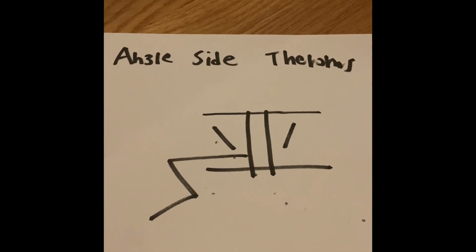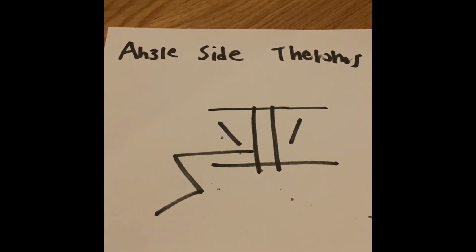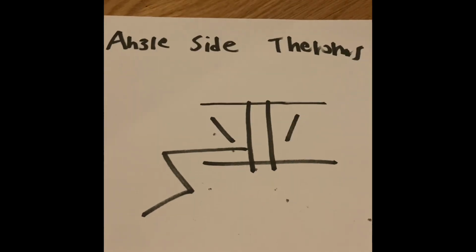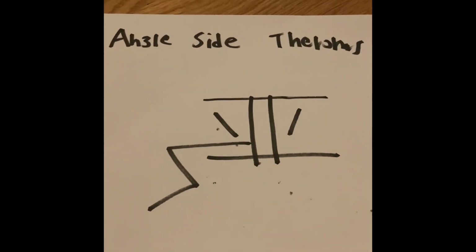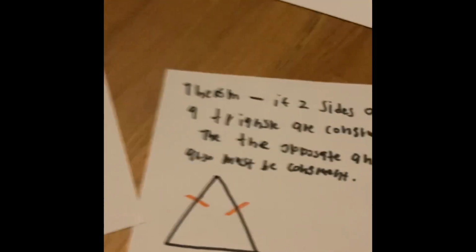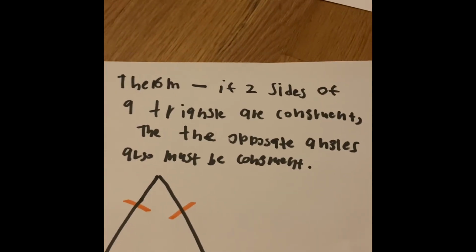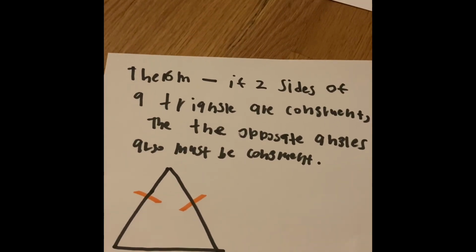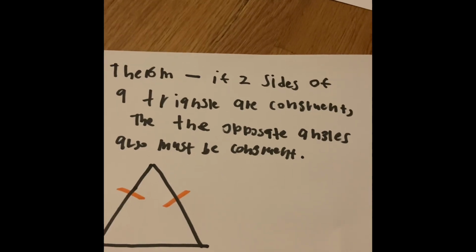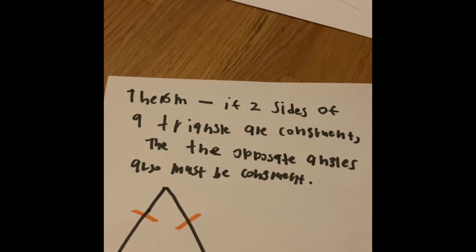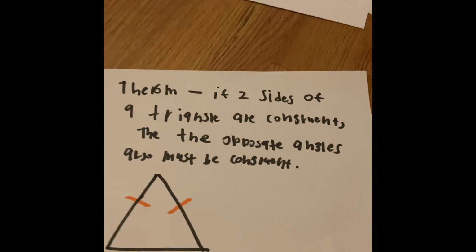But it's not like ASA, SSS, SAA. This time, this doesn't really have a name. This theorem is a bit different. If two sides of a triangle are congruent, then the opposite angles also must be congruent.